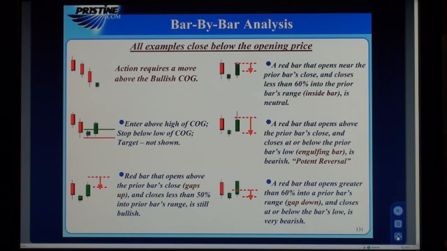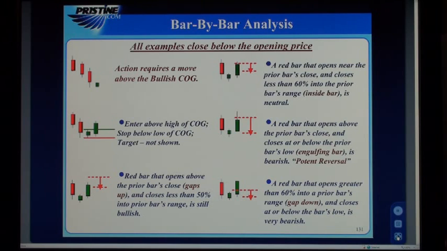In these examples, we have bearish bars closing. In other words, they're closing below their opening price, or red bars. Well, once we've entered, on the lower left-hand example, we have a gap up, but it closed below its opening price. In other words, a red bar. And what we do is look and see how far that red bar actually retraced into the prior bullish bar. It closed less than 50% into that bar's range, so this is still considered bullish.